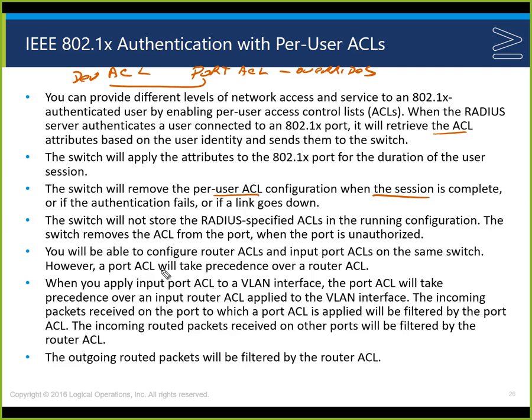You can also configure router ACLs on the same switch. The port ACL takes precedence over the router ACL, as we said before. When you apply a port ACL to a VLAN interface, the port ACL will take precedence over the input router ACL. So if we send these access control lists, they're always going to take precedence.